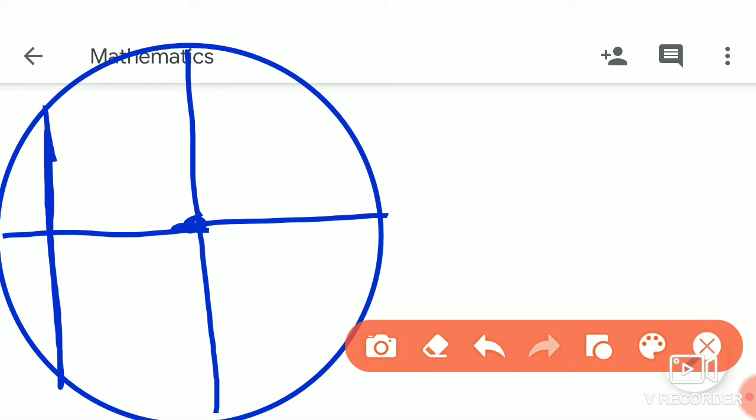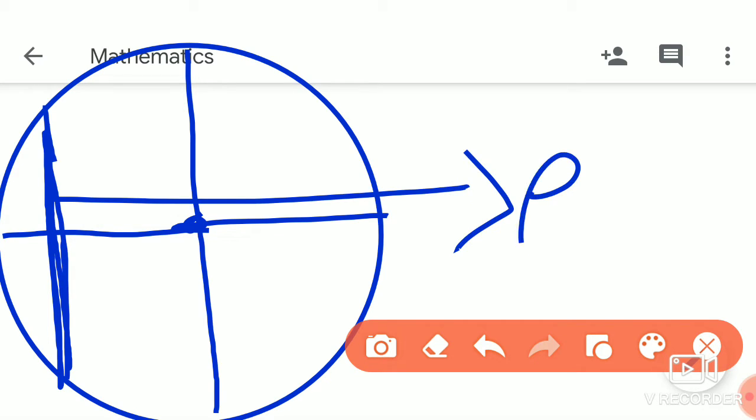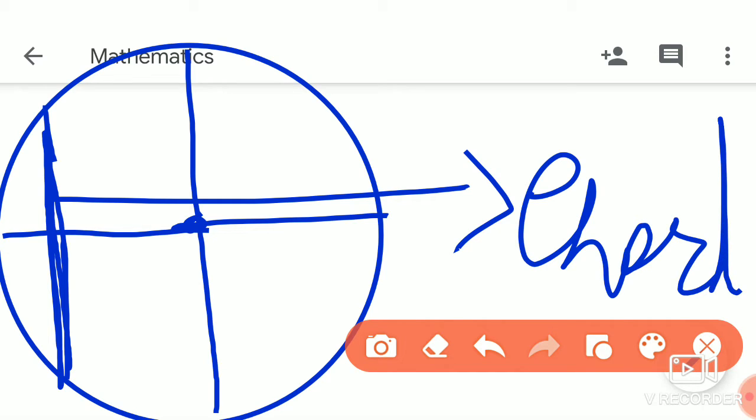Now, can you see this line? It's a chord. This line is given a name, chord. It is not a diameter, but it is similar to a diameter. A diameter is the longest chord of the circle.